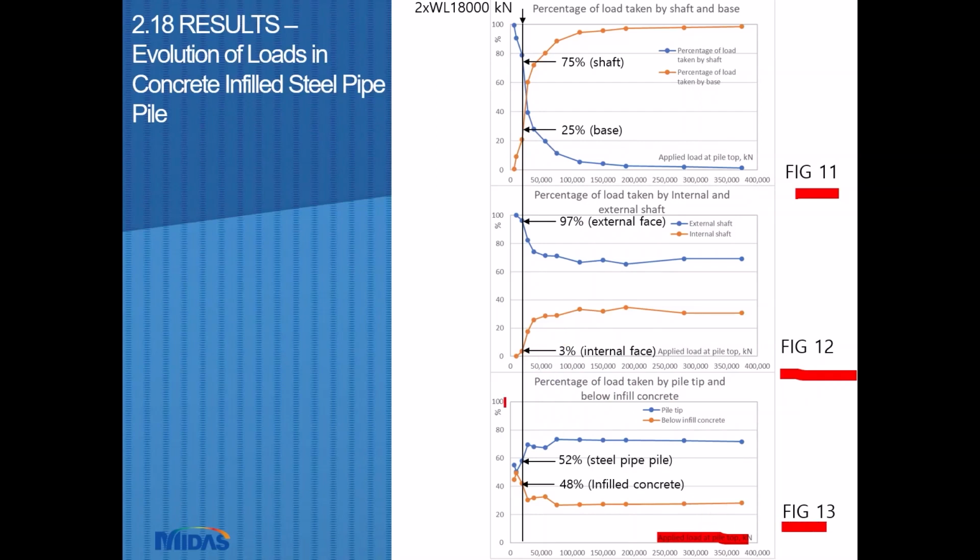And now we look at figure 13. Roughly 52% of the base load is taken up by the steel pipe pile, compared to 48% taken up by the soil plug.